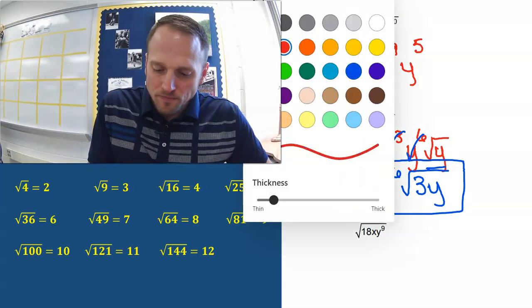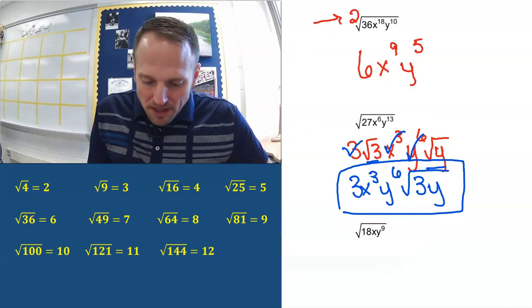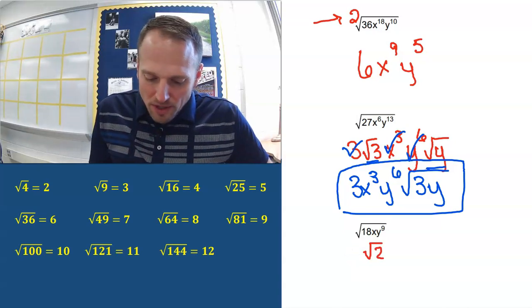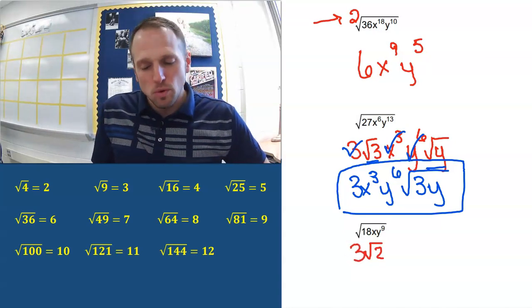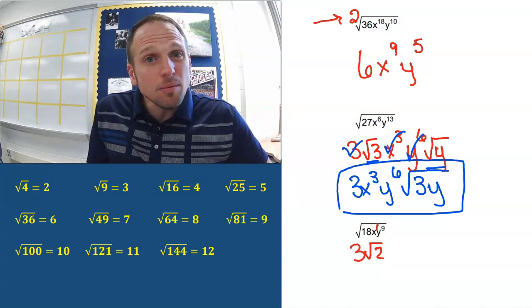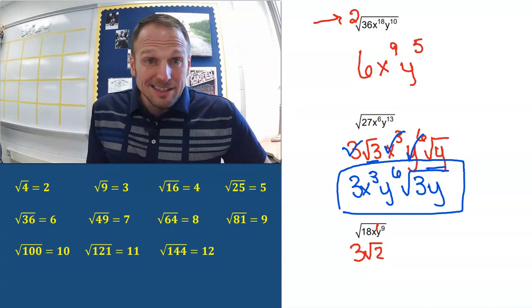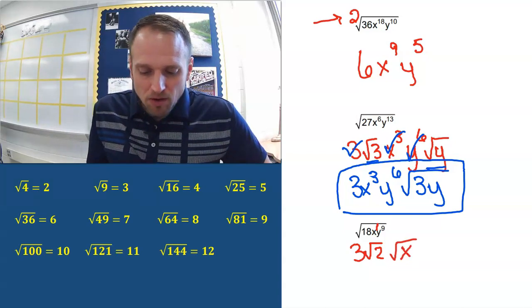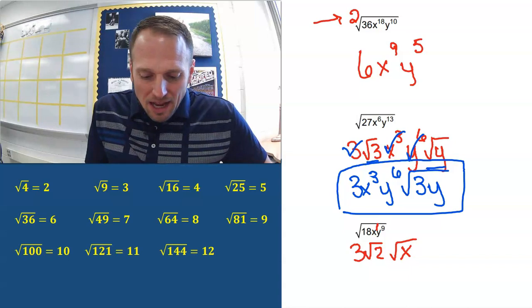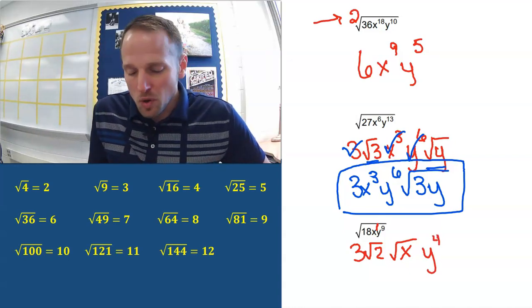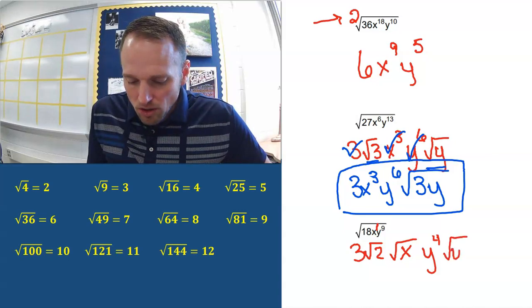Let's look at the next one. So the square root of 18 is going to be root 9 times root 2, and root 9 is 3. So root 18 is just going to be 3 root 2. Now, x to the 1st, 1 divided by 2 is going to be 0, just a remainder of 1. So I'm going to write remainder of 1x. And then what's 9 divided by 2? Well, 9 divided by 2 is going to be 4. So I've got y to the 4th. 9 divided by 2 is 4, remainder 1.